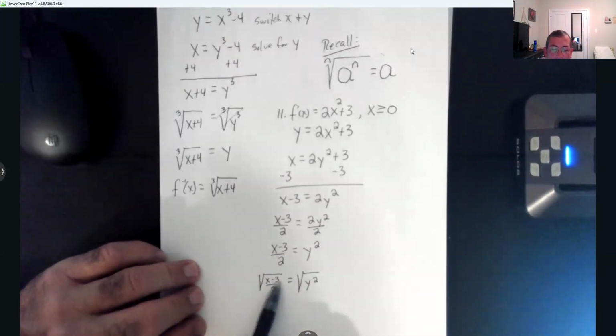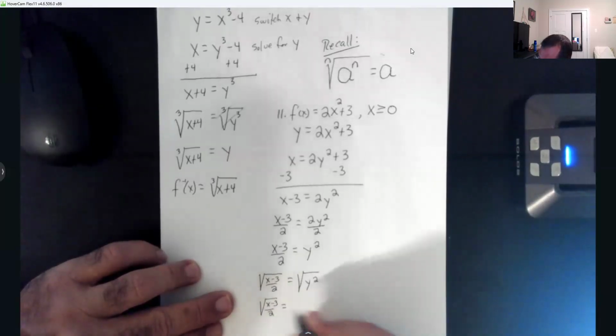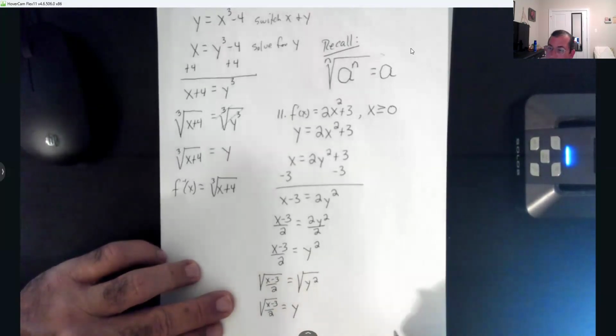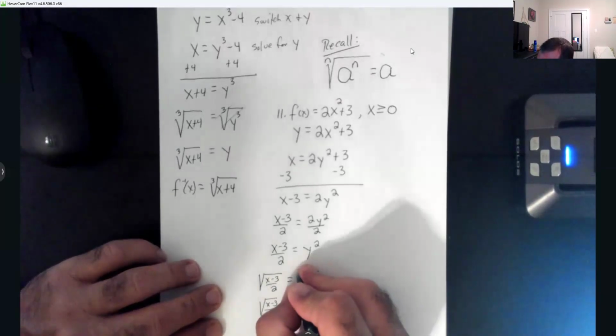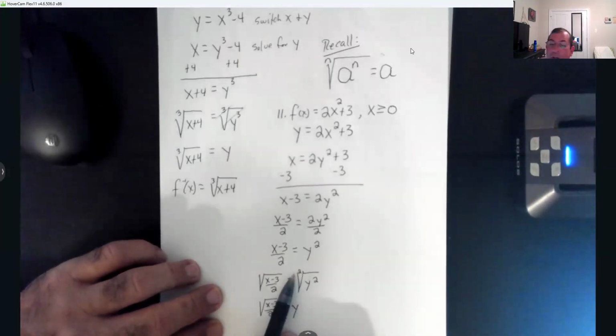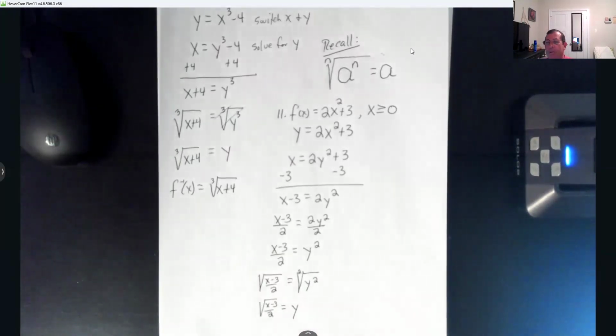So y'all, this left side, we can't do nothing with that. So that's going to stay a square root of x minus 3 over 2 equal to my y. If you ever see a square root like this and it's not having a number up there, it's understood that this number is a 2, okay? So if there's no number there, it is a square root.